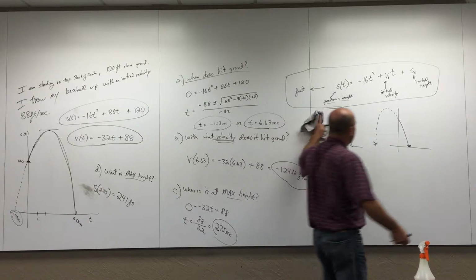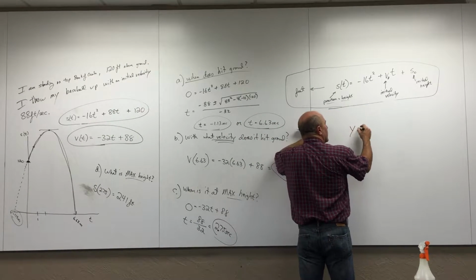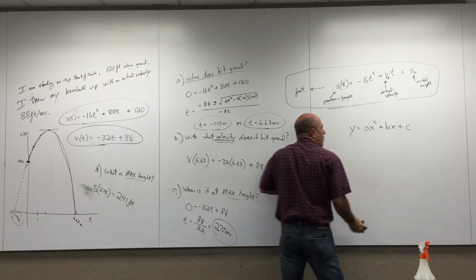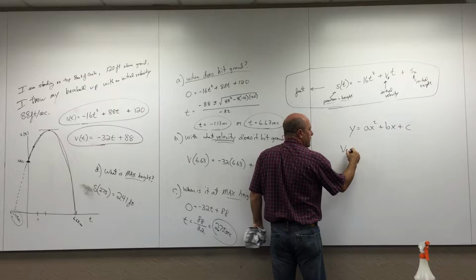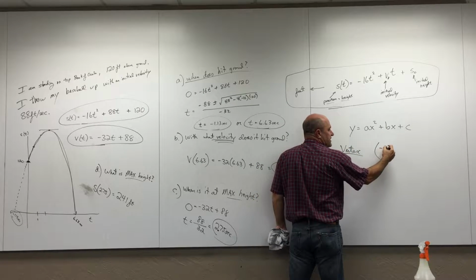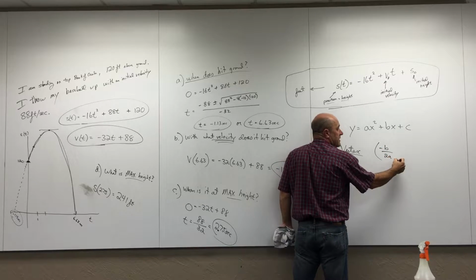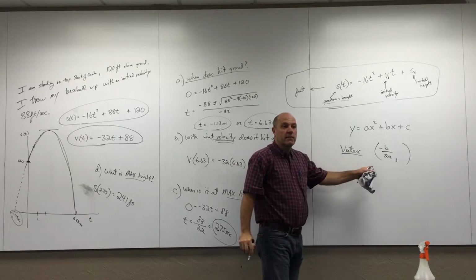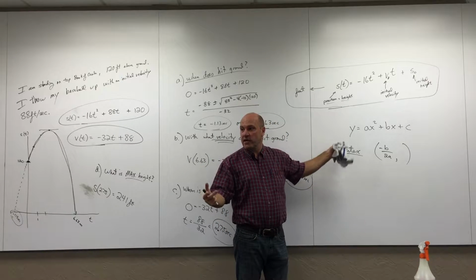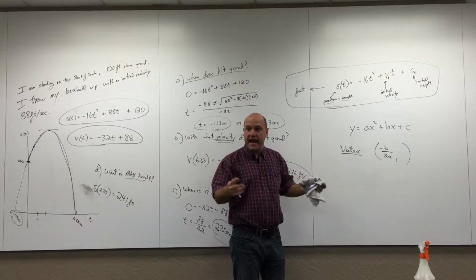When you had a parabola, back in the day in algebra class, what did they say about the vertex? Do you remember? What you learned is that the x value of the vertex was negative b over 2a. Right. That's true, and you memorized that.